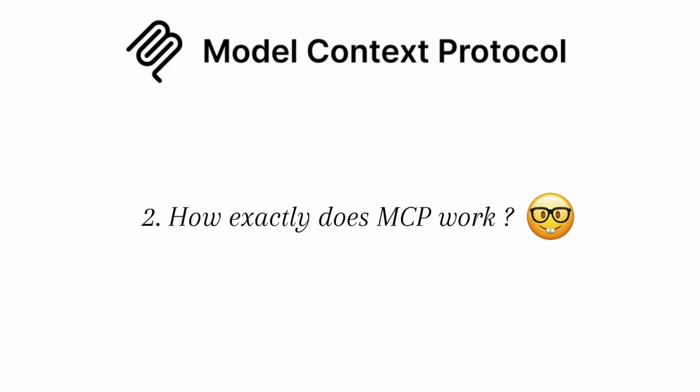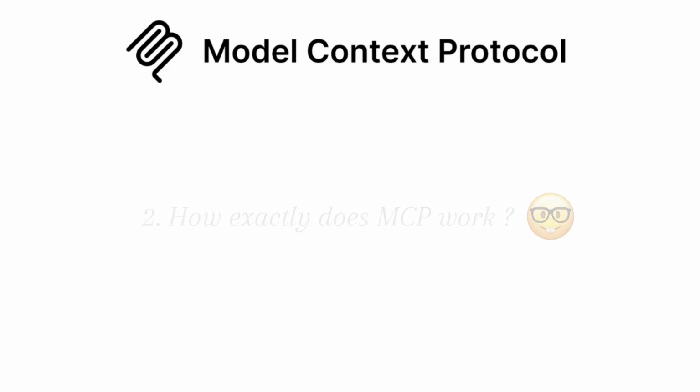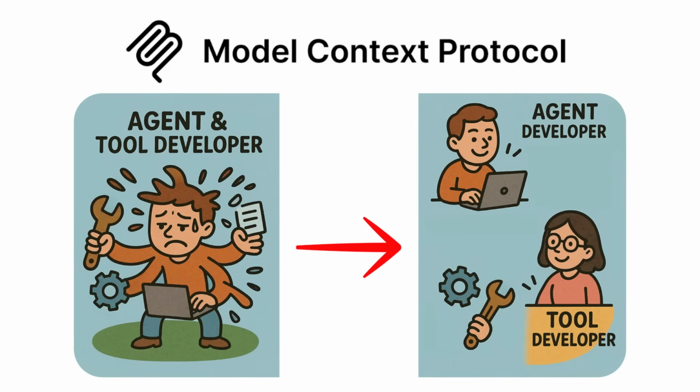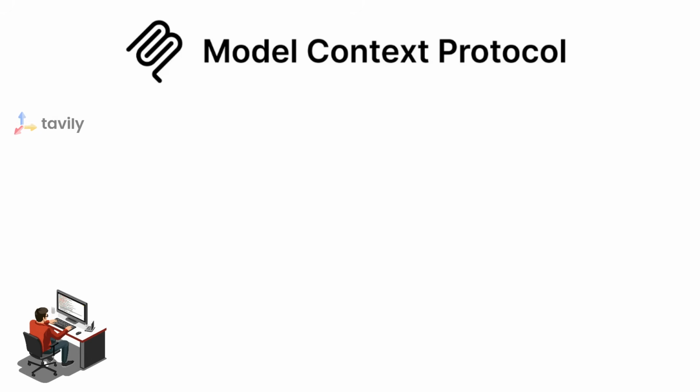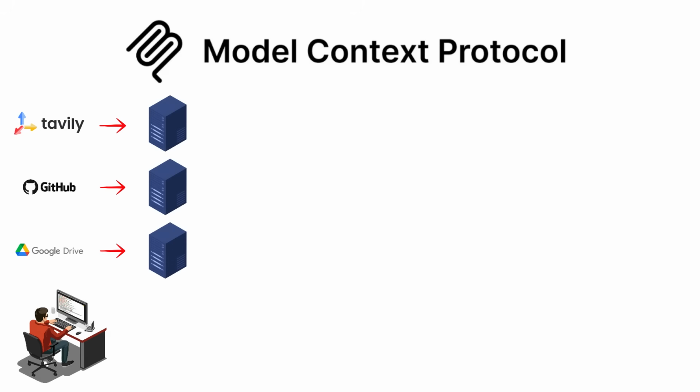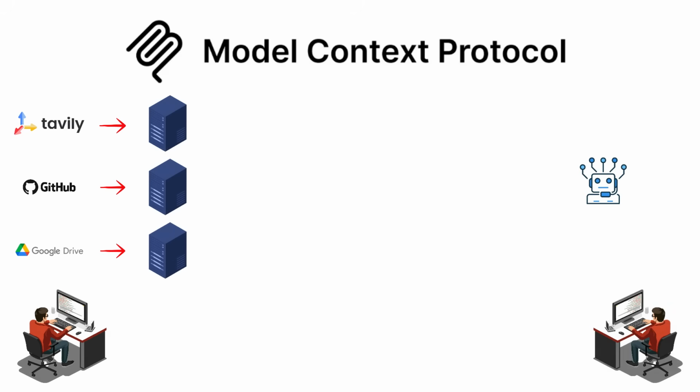So what exactly is MCP, and how does it work? If we want to sum it up in a few words, it's a complete separation or decoupling of agent developers on one side and tool developers on the other side. The way this is done is with a classic client-server architecture. On the one hand, you have tool developers. They create tools from APIs like Tavily, GitHub, or Google Drive, and then they deploy them as servers. On the other hand, you have agent developers. They create LLM agents, using frameworks like LangGraph or CrewAI.